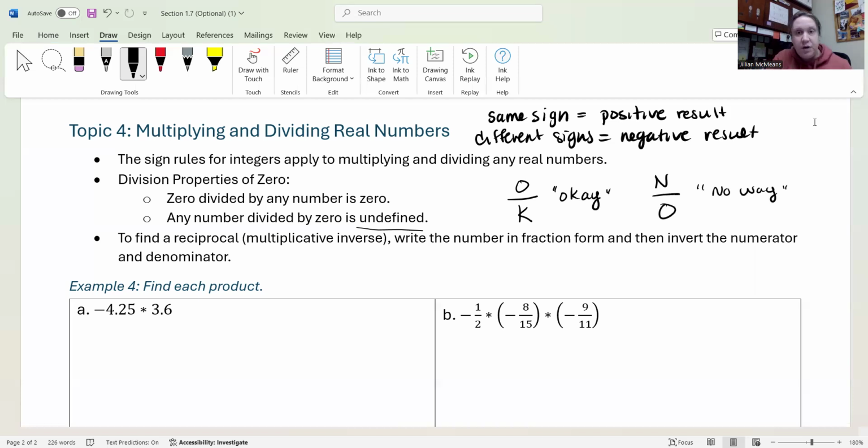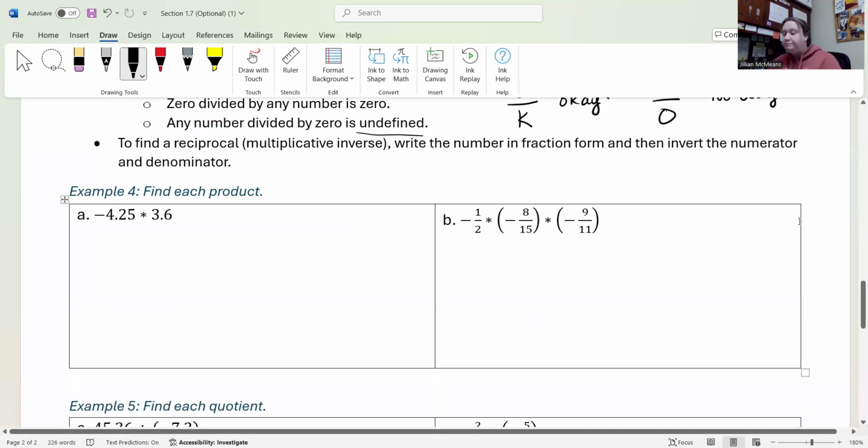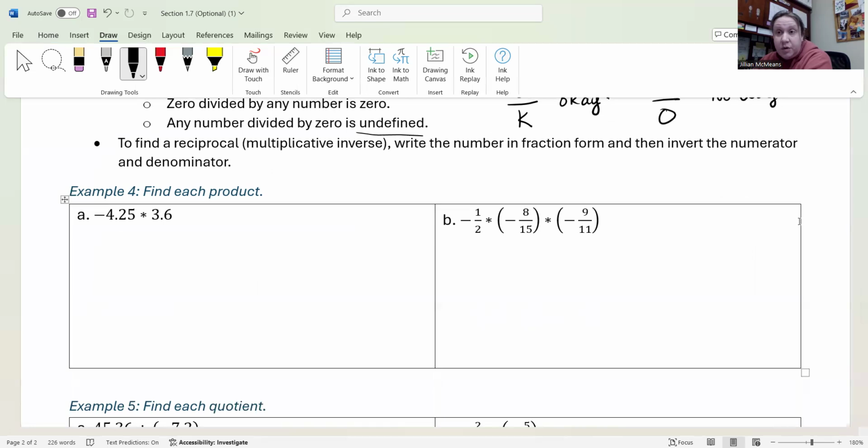All right, example 4 says find each product. First up, we have negative 4.25 times 3.6. We know that we're multiplying two numbers with different signs, so the product is going to be negative. As for the multiplication, let's practice this by hand. When you're multiplying decimals, you just right-hand align them. You don't have to line up the decimals like you do with addition and subtraction. Then multiply as if there are no decimals at all. We'll deal with the decimals at the end.